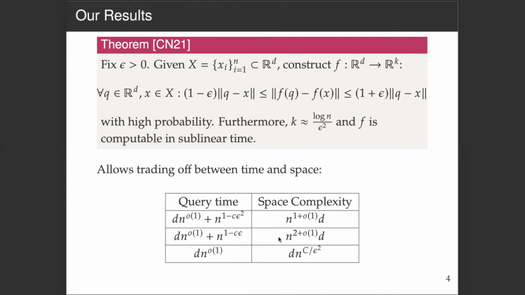However, if we allowed space that was quadratic in n, the embedding time improves to n to the 1 minus c epsilon. And if we had a much larger amount of space, so a space complexity scaling at n to the c over epsilon squared, our embedding time is nearly independent of the size of the privilege set.